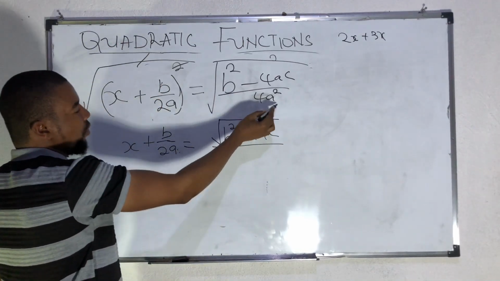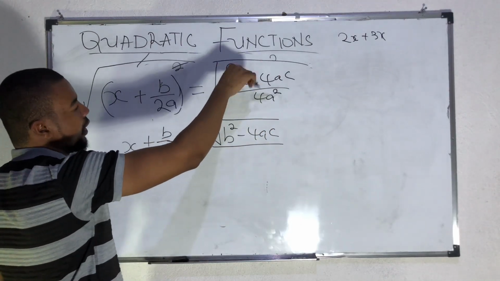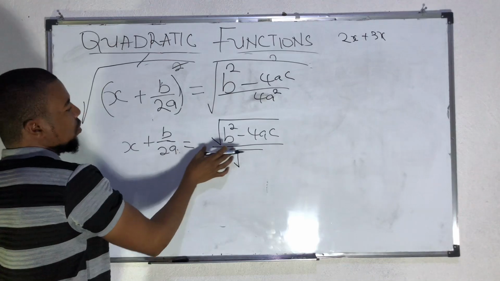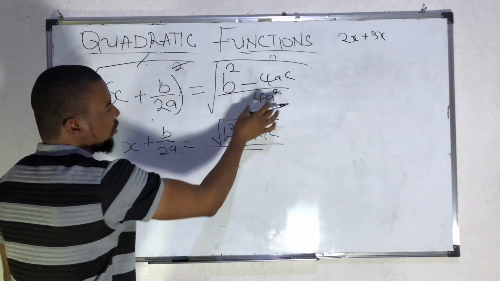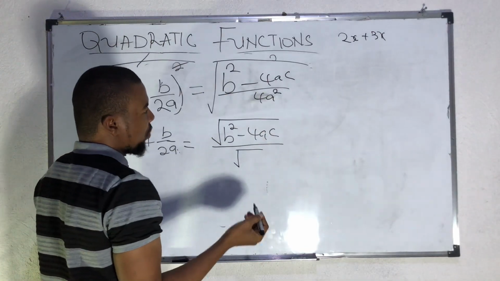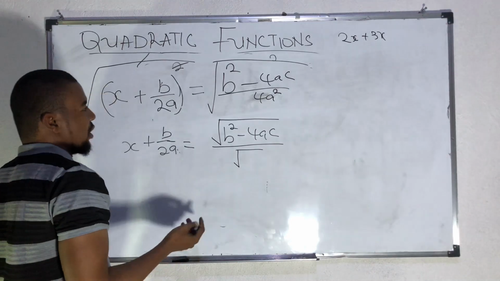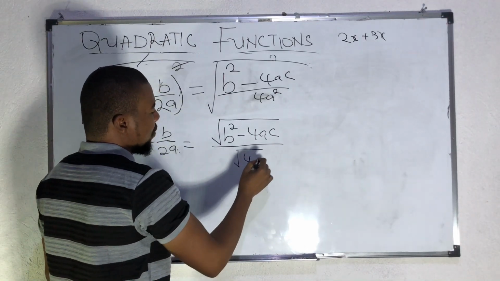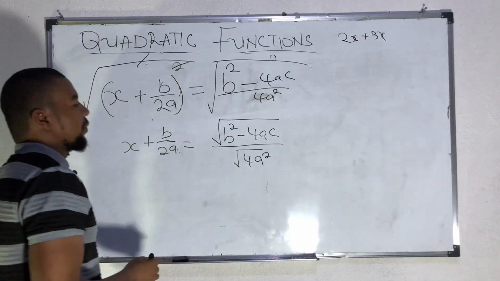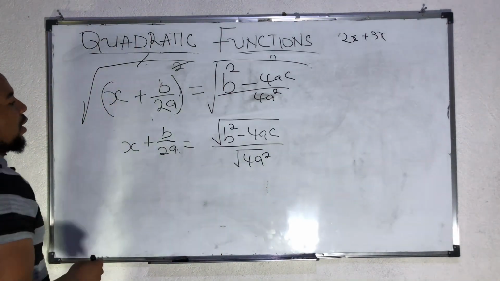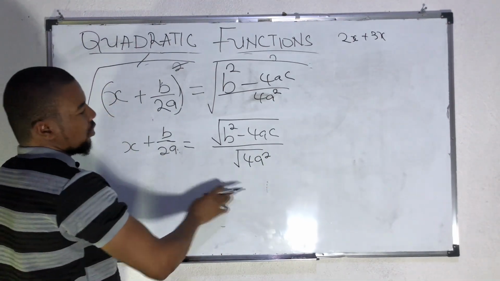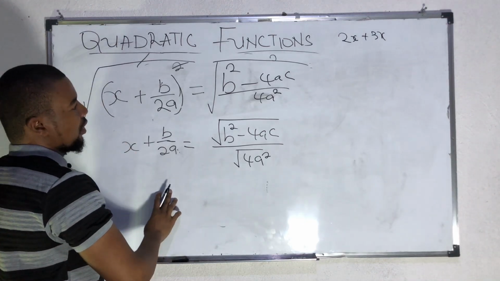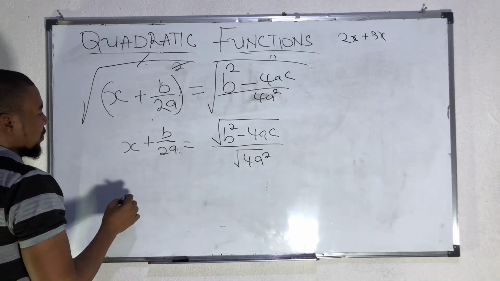Remember that this 4a squared is also in the square root, but it can be written so that the b squared minus 4ac goes to the numerator, while the 4a squared has its own square root. This is mathematically correct. We only separate them, and I also assigned square roots to them. Here we have 4a squared. Whenever you take the square root of a number, you're going to get plus and minus, just like I said initially.